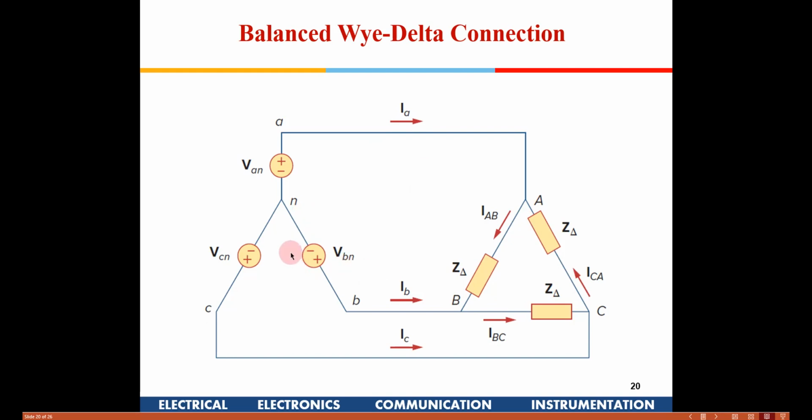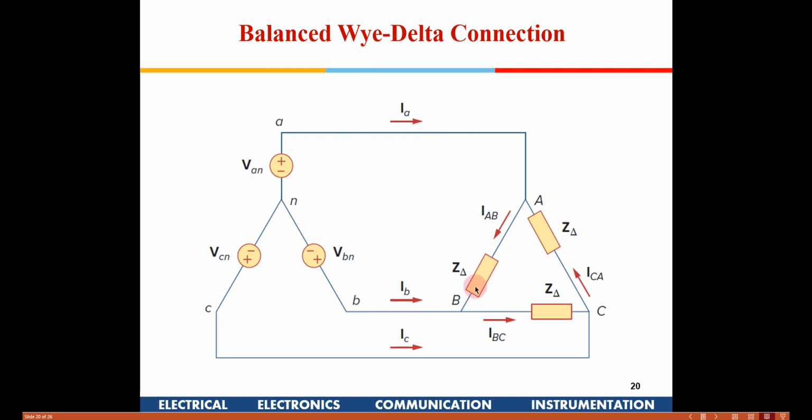Okay, here you have a connection which is a star from the source side, whereas on the load you have a delta connection. Okay, so what happens here? Just by seeing it, we can say that the voltage across each of these impedances will not be the phase voltage, but the line voltage, because this impedance has been connected across two phases and not across the line and the neutral, right?